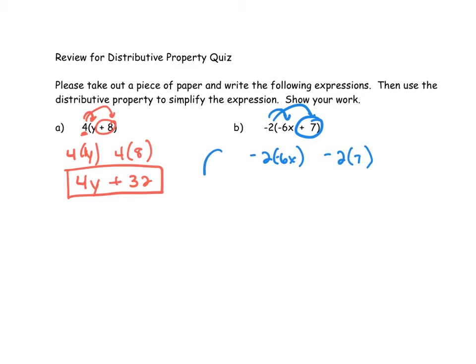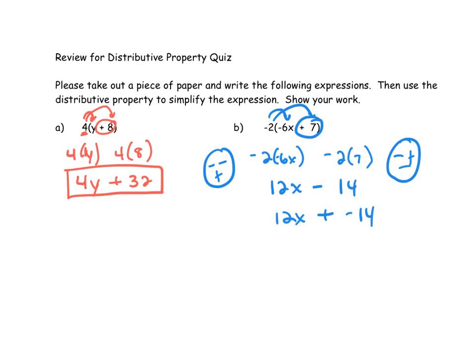So let's recall when we have a negative times a negative, it's a positive. So I'm going to get a positive 12x, and a negative times a positive is a negative. So we're going to choose to write that. The best way is to make that negative 14, or you could write it as positive 12x plus negative 14. Either will work. So I hope this brief review helps you for the quiz.